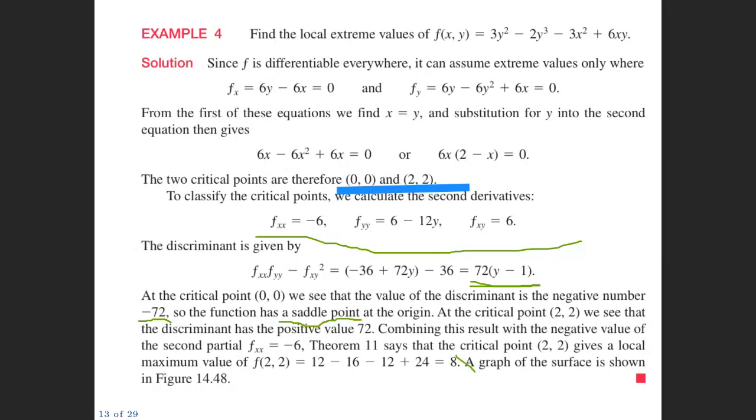Let's move on to looking at the point 2, 2. Now the discriminant has a positive value, 72. If the Hessian or the discriminant is a positive number, we have either a local maximum or a local minimum. But which is it? We look at fxx, and that's a negative number. Positive Hessian, negative fxx, we must have a local maximum. You can find a graph of this function in your textbook.